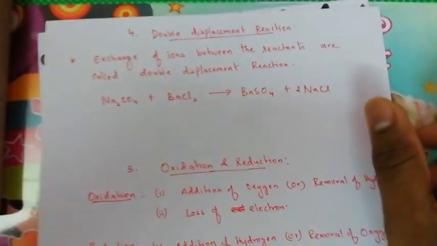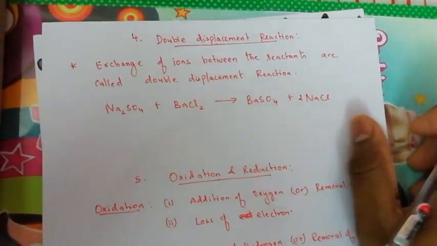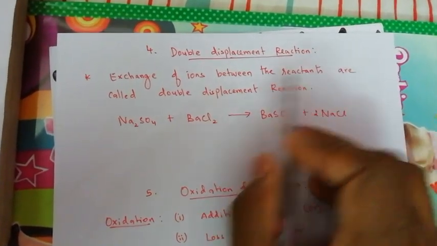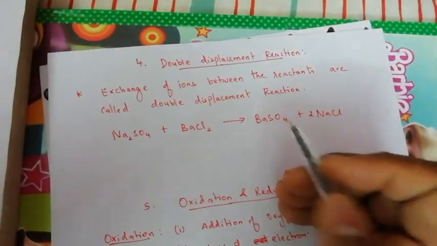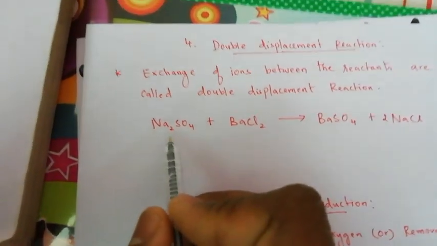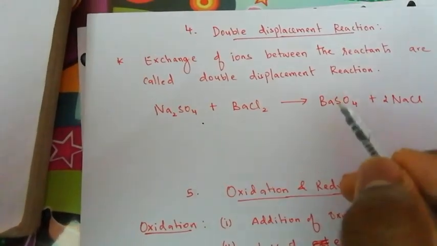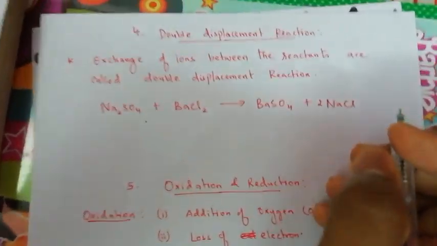Let's move on to double displacement reaction. Double displacement reaction, another way I can say it, is that exchange of ions between the reactants is called double displacement reaction. So what they do, they exchange their ions. How do they exchange an ion? Take an example, sodium sulfate and barium chloride, it turned into barium sulfate and sodium chloride.